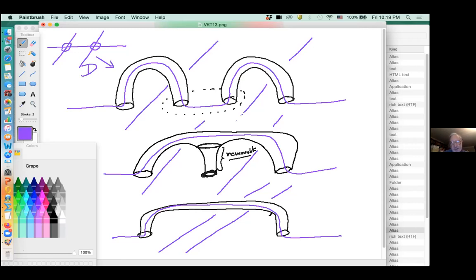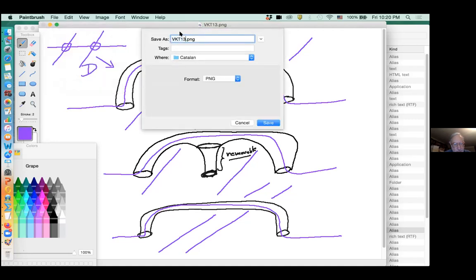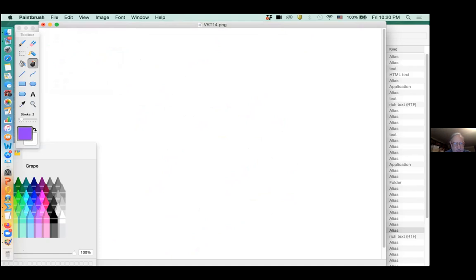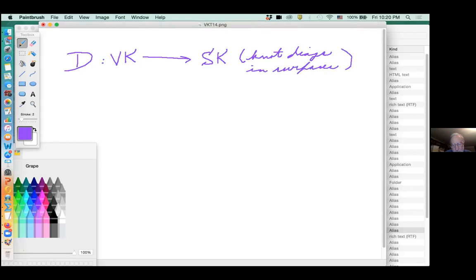So in that way, we have the beginning of the relationship between virtual knots and knots in surfaces. There's more to say about this, but that's a hint about how this mapping works. So we have this mapping from virtual knots to, we might call it, surface knots, knot diagrams in surfaces modulo handle stabilization.